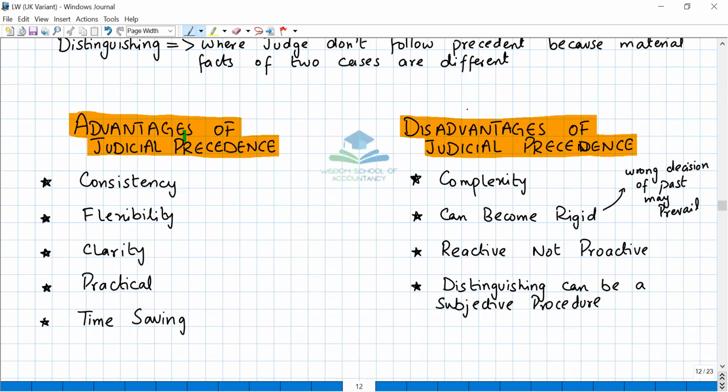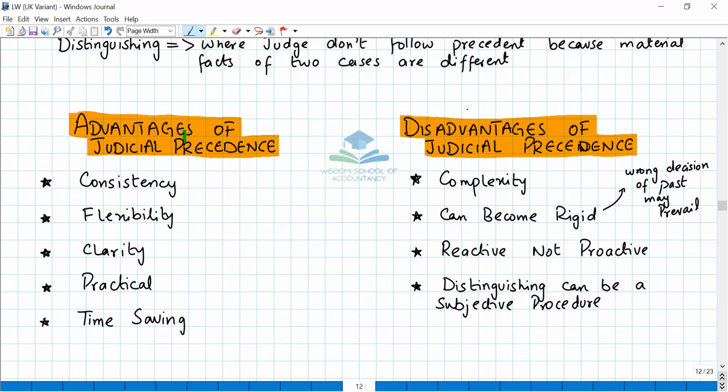Now, what are the advantages of judicial precedent? Consistency. Obviously, because you are following the decisions of the previous judge, you can predict the result in advance. The judge will follow the decision of the previous judge, and that decision is already available, so you can predict the result of the case. So the decision making will be consistent. Consistent means they will be kind of the same, because you are following the judicial precedent. Clear?